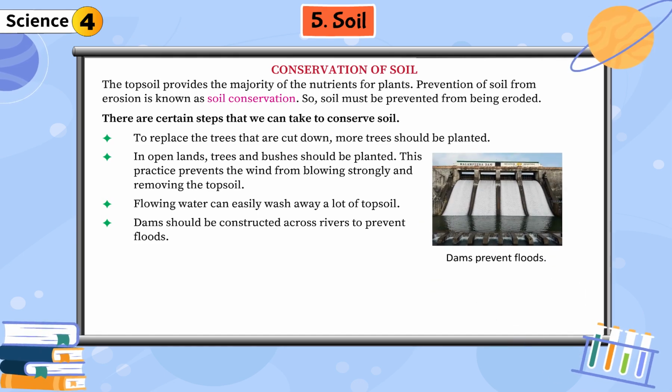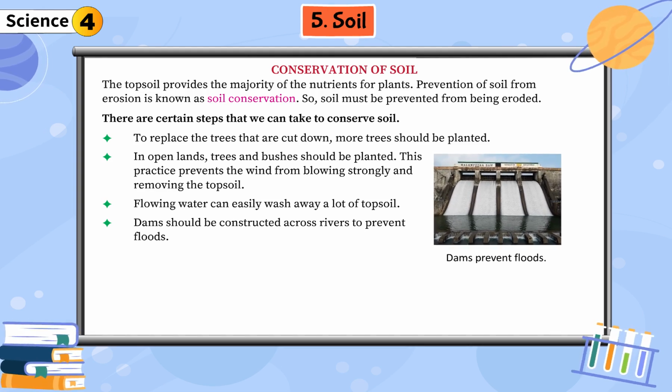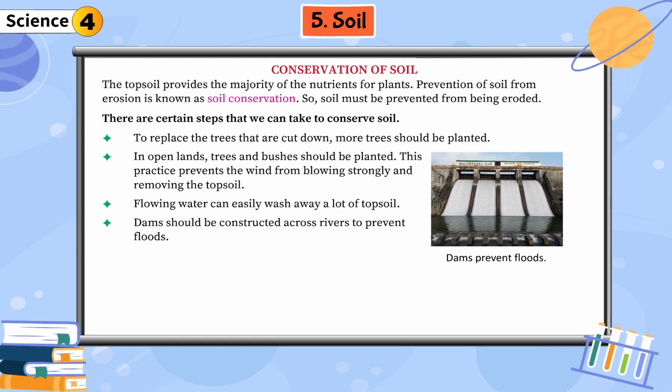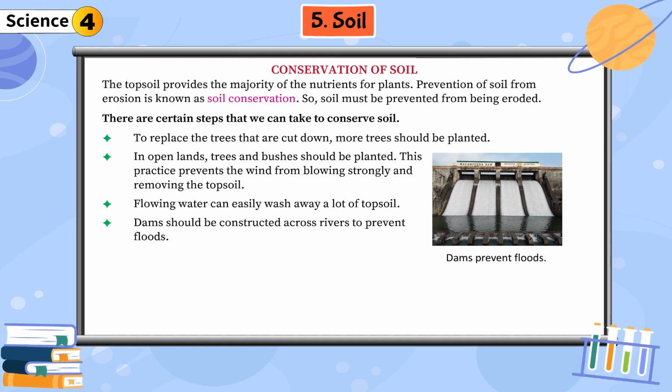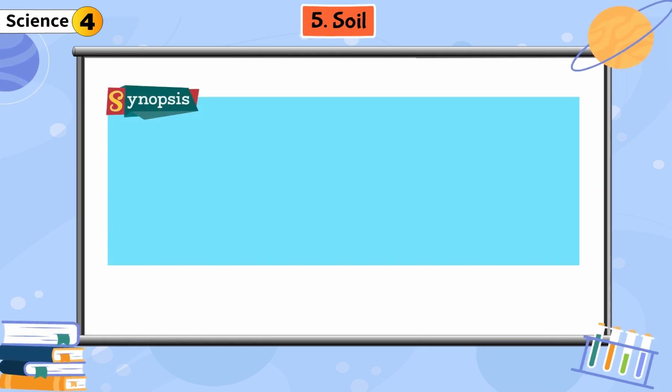To replace the trees that are cut down, more trees should be planted. In open lands, trees and bushes should be planted. This practice prevents the wind from blowing strongly and removing the topsoil. Flowing water can easily wash away a lot of topsoil. Dams should be constructed across rivers to prevent floods.